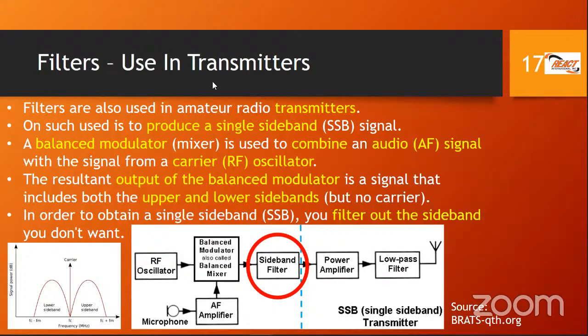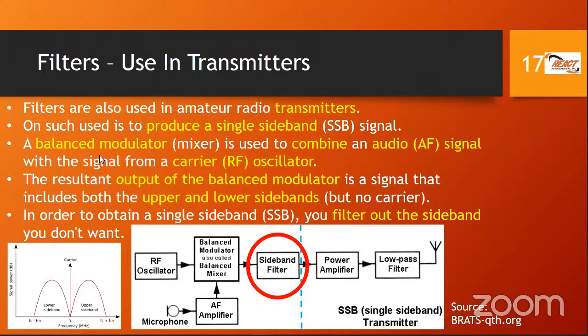All right, so we also use filters in transmitters. The first point that we make here is that filters are also used in amateur radio transmitters. So you will find them in various stages, in various circuits within transceivers or radio equipment. One of the uses of filters is to produce a single sideband or SSB signal. Again, in the technician class, we went through what SSB was, so we'll just touch on it very lightly here.